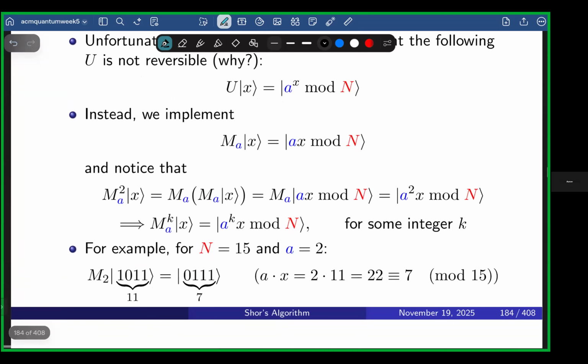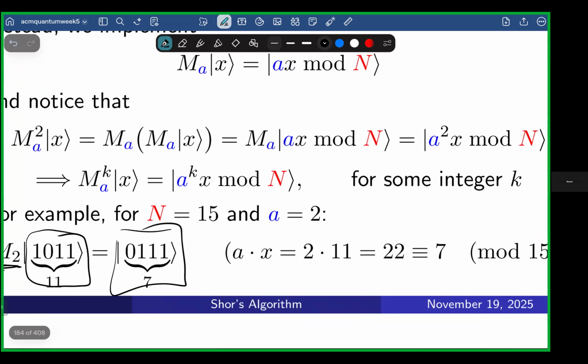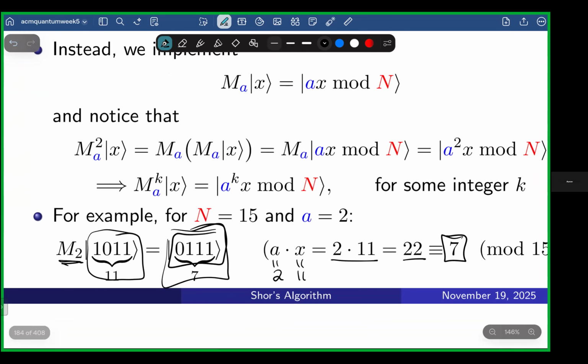Here's just an example if that didn't make sense. If we take M2, so A is 2, and then we input the binary representation of 11, you'll get 7. A is 2 here, and X is 11, but in binary. So 2 times 11 is 22, which is 7 mod 15. That's why we get the binary representation of 7. Make sense? Good.